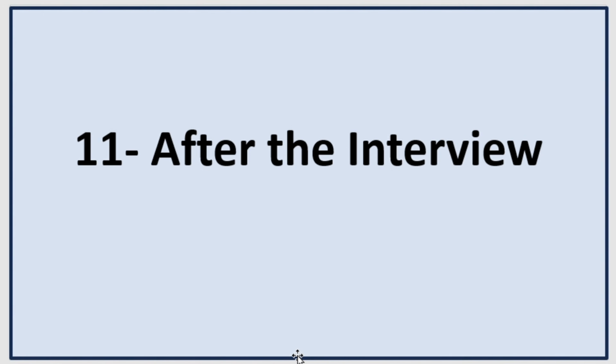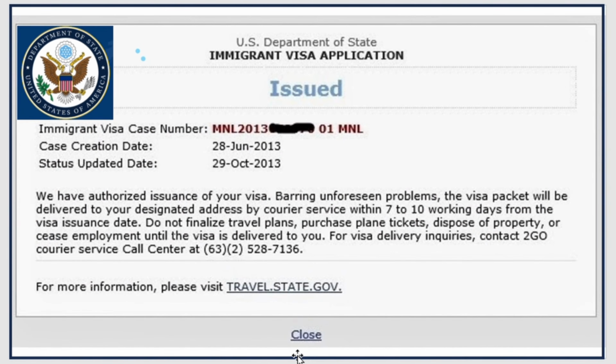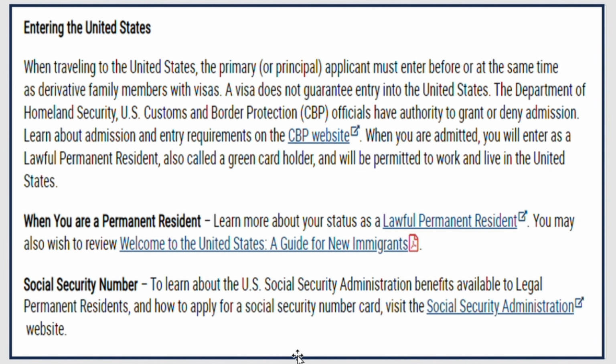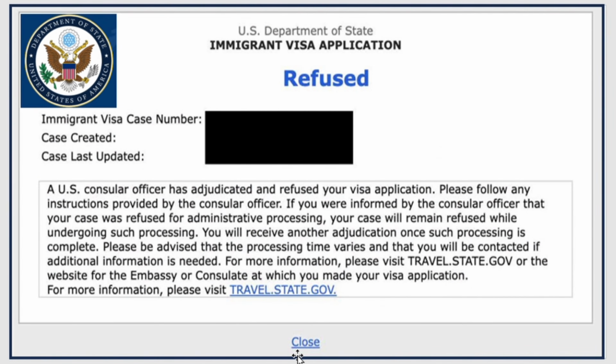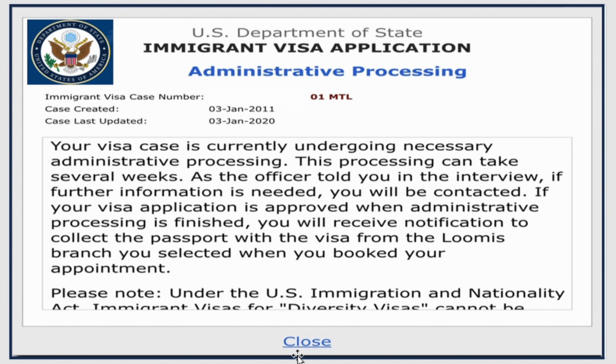So that's step 11, after the interview. If everything is right with your case, he will issue the visa and you will receive the visa within 10 business days. If he sees something wrong, it will go under refused. It's going to be refused and you're going to receive a 221(g). And if you submitted the required documents and the consular officer still sees something wrong with your case, it is going to go under administrative processing. Under administrative processing, nobody knows how long it's going to take.